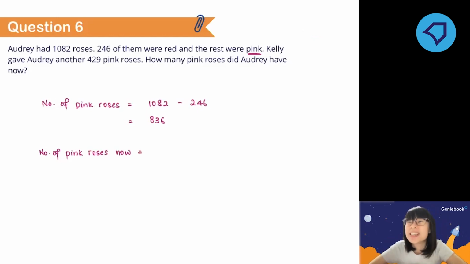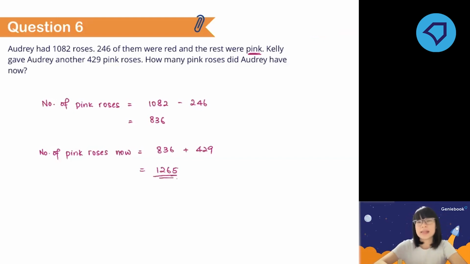What do you need to do? We need to do addition. Thank you very much, Mankoi. So you're going to take how much you have at first plus the number that Kelly gave. What would your final answer be? 1,265. Excellent job. Yes, this would be a two-step word problem.